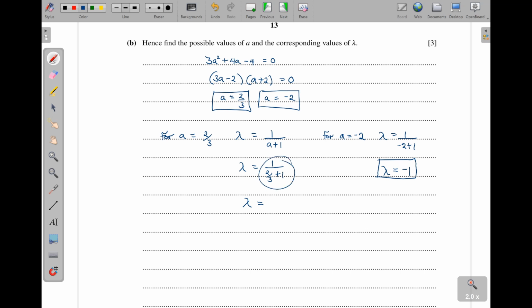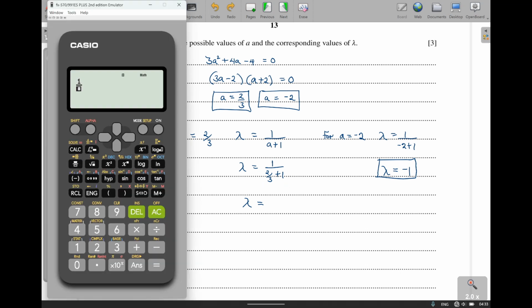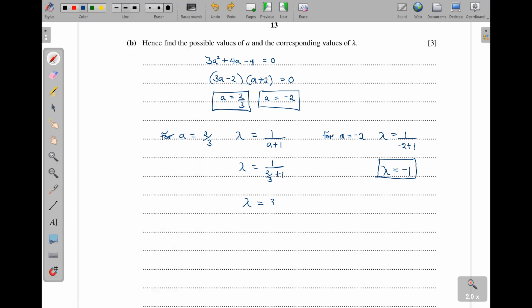Now, what is this one here? 1 divided by 1 plus 2 out of 3. This is 3 over 5. 3 out of 5. That is that.